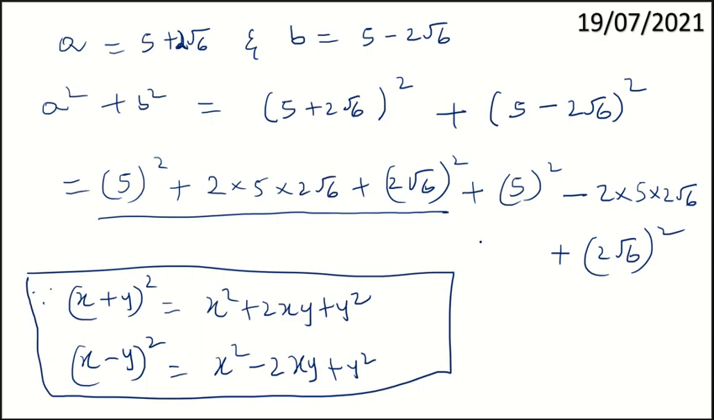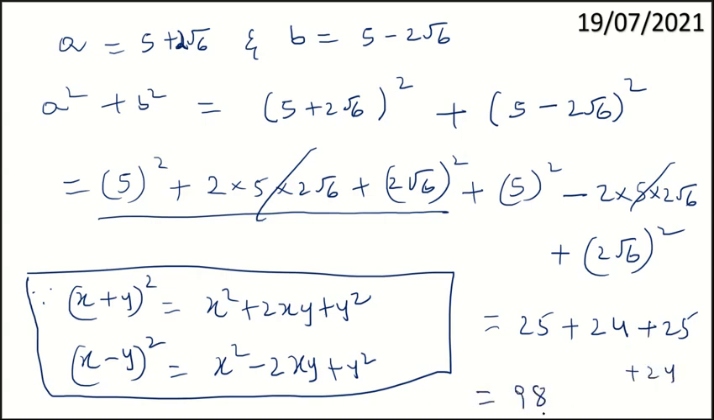Now, here this positive 2 into 5 into 2 root 6 and negative 2 into 5 into 2 root 6, these two terms will get cancelled. We have 5 square, 25, plus 2 root 6 square, which already gives 24, plus 5 square is 25, plus 2 root 6 square is plus 24, and finally if you sum them you will get again 98 only. This is another method.